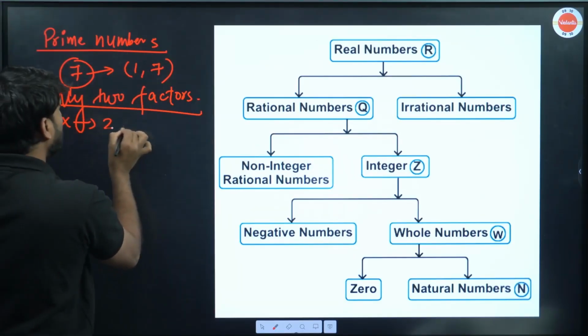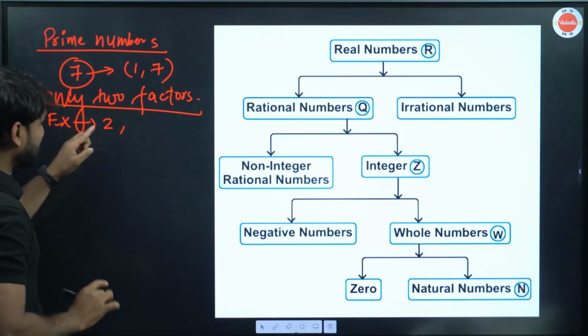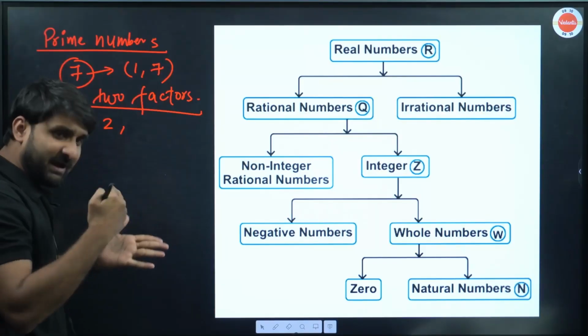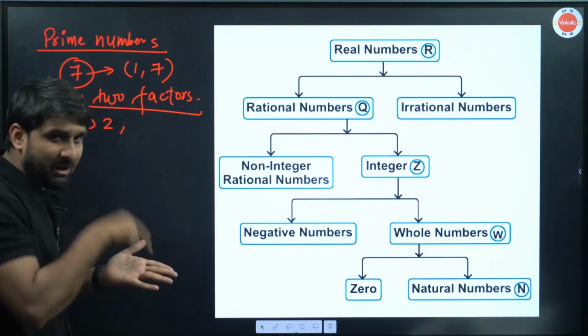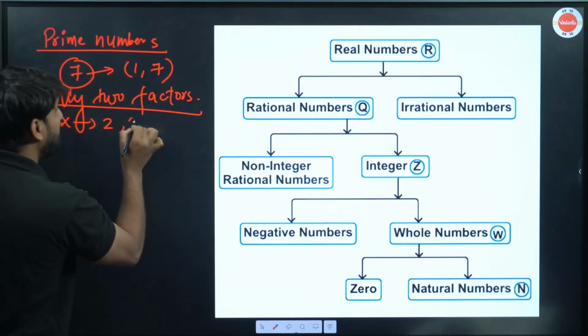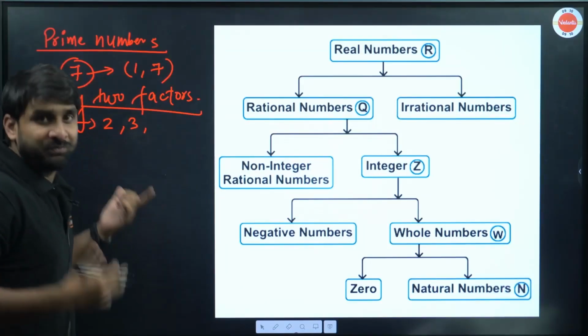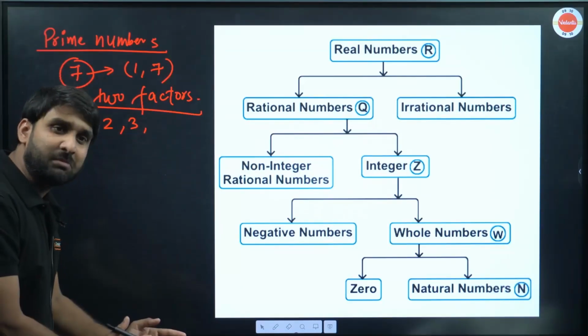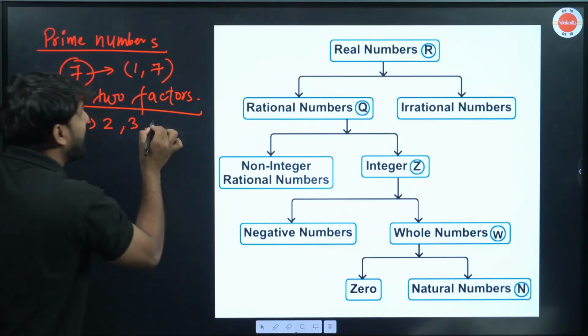If I talk about 2, 2 is the smallest prime number because 2 has only the factors 1 and 2 itself. 2 can be divided by 1 and 2. Now the second prime number is 3, because 3 also has only 2 factors. 3 can be divided by 1 and 3. Now after 3, 5 comes up.